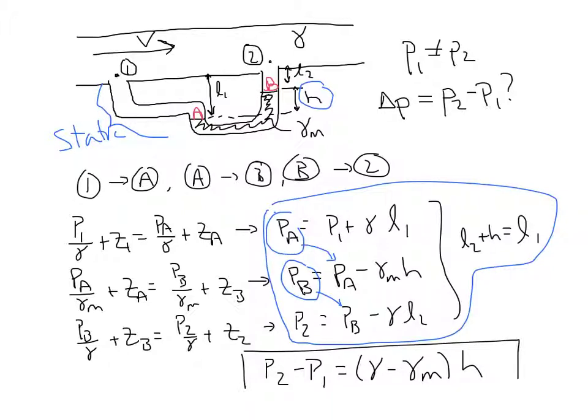Now, this is a problem that I would encourage you to wrestle with. Go through each of these steps and sort of track from interface to interface. It's really, in a way, the most general form of using constant piezometric head. Involves multiple interfaces, and in the end we get this very simple relationship for the change in pressure along the two ends of this differential manometer.